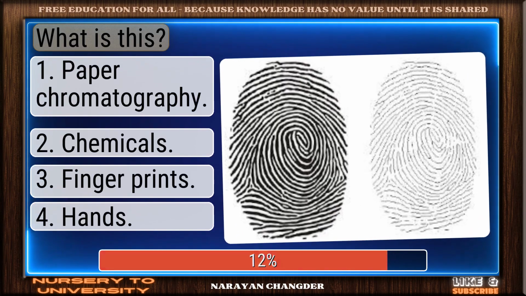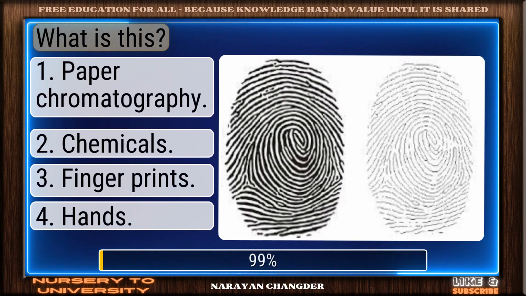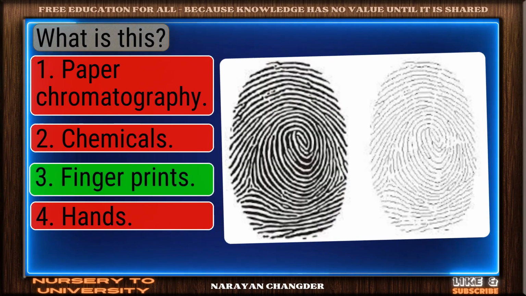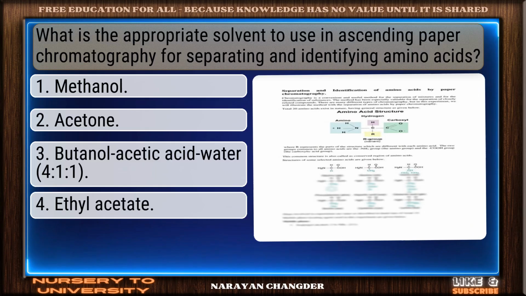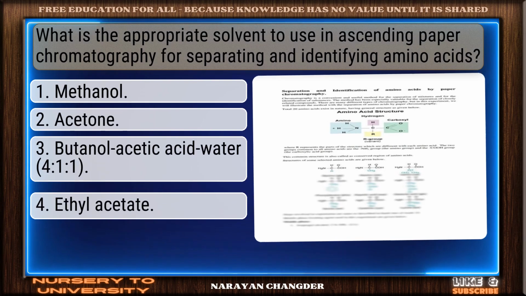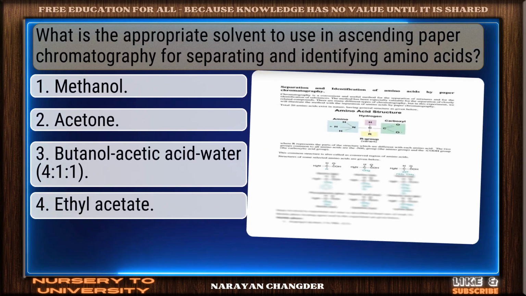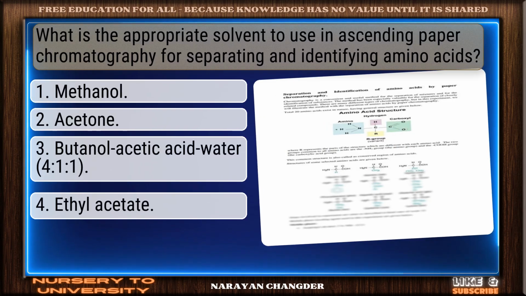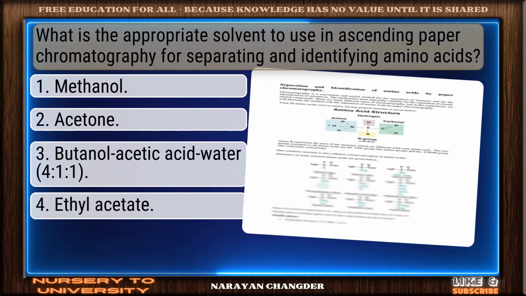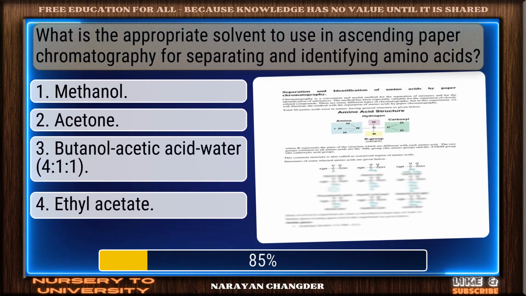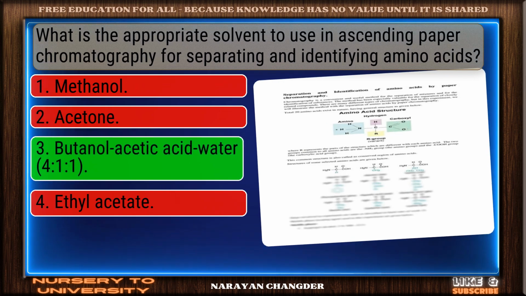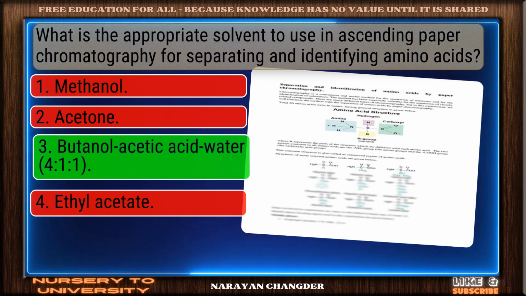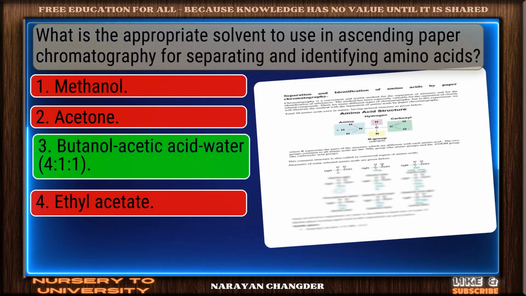What is this? On track. Fingerprints is the correct answer. What is the appropriate solvent to use in ascending paper chromatography for separating and identifying amino acids? Nice work. You chose butanol, acetic acid, water, and it is correct.